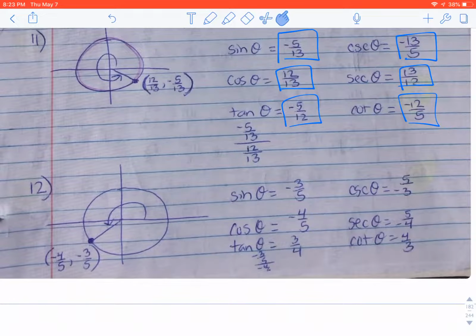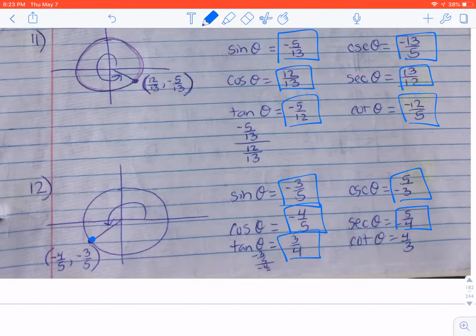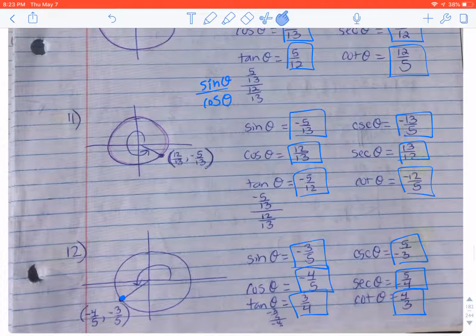Okay, number 12. They give you the point negative 4 over 5, comma, negative 3 over 5. So your sine theta is your second point, negative 3 over 5. Your cosecant is negative 5 over 3. Your cosine theta is negative 4 over 5. Your secant theta is negative 5 over 4. Your tangent theta, again remember, sine theta over cosine theta. You end up reducing that, it's 3 over 4. Your cotangent theta is 4 over 3. Okay, so if you have more questions on that, email your teacher.